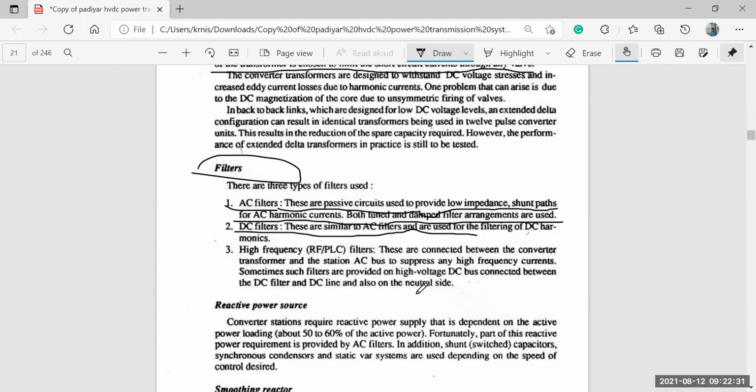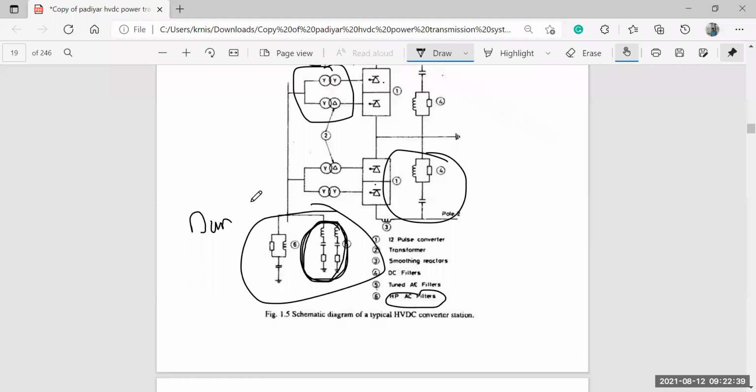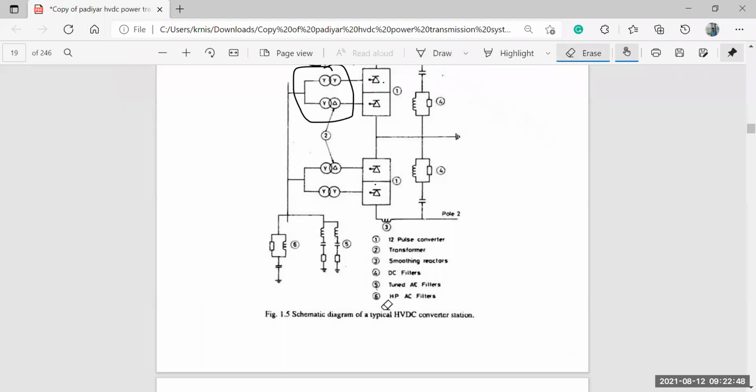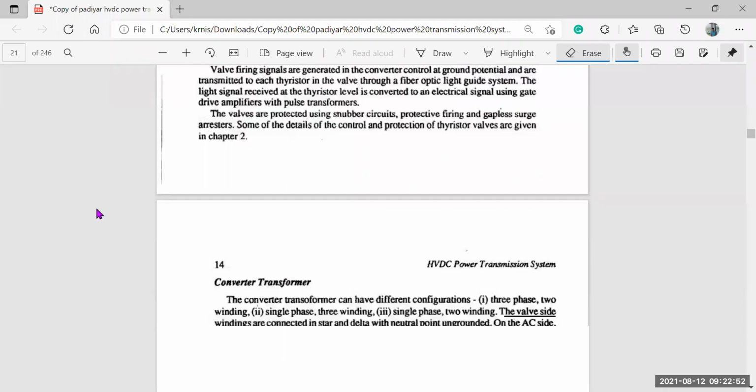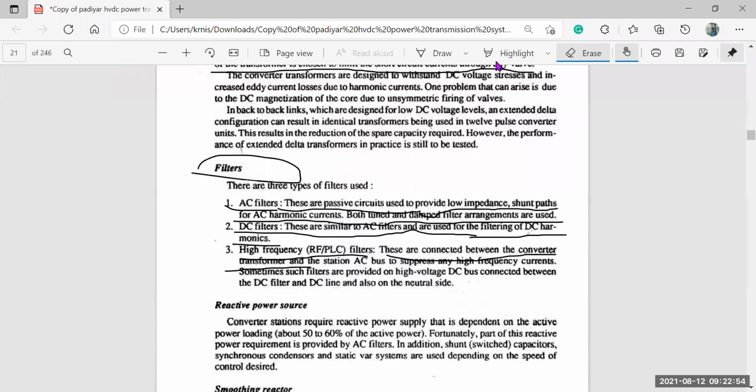Now in this is your HP filter, right? This is your tuned AC, and the another name written is your damped. Damped filters in the AC part only have been written. Somewhere you could get HP or the damped filter also. I just forgot that, and I remembered over here because it has been written. So both tuned and damped filter arrangements are used.